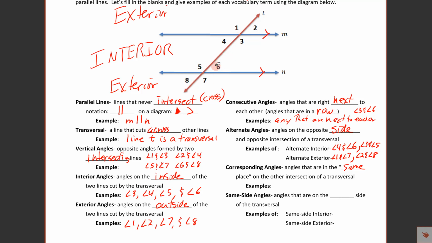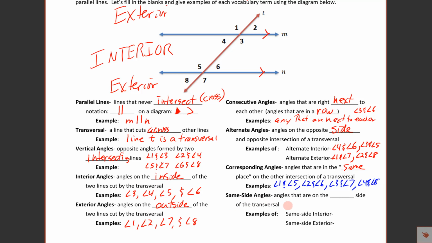So let me write down the corresponding pairs of angles. The one that corresponds with angle 1 would be angle 5 because it's in the same place on the intersection, big comma. With angle 2 would be in the same place as angle 6. So this is angle 6. Angle 3, think about where angle 3 would be corresponding with. It's in the same place in the intersection as angle 7. And then angle 4, of course, has to be with angle 8. Okay?